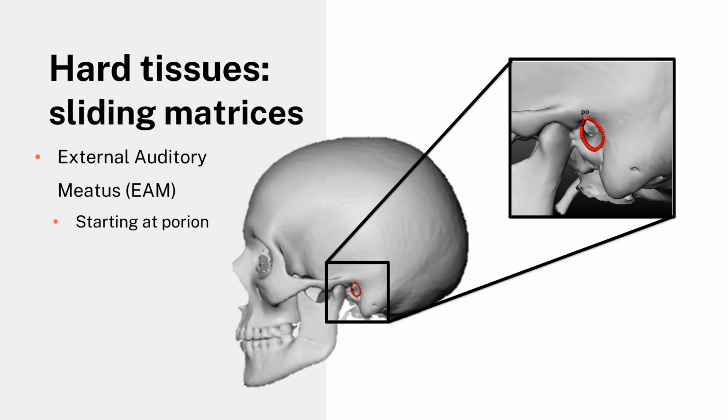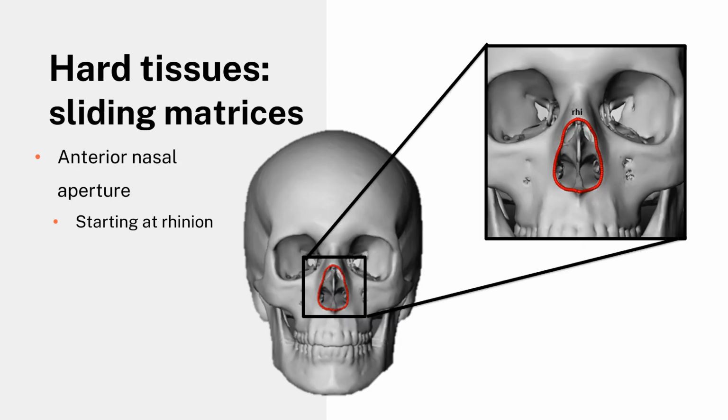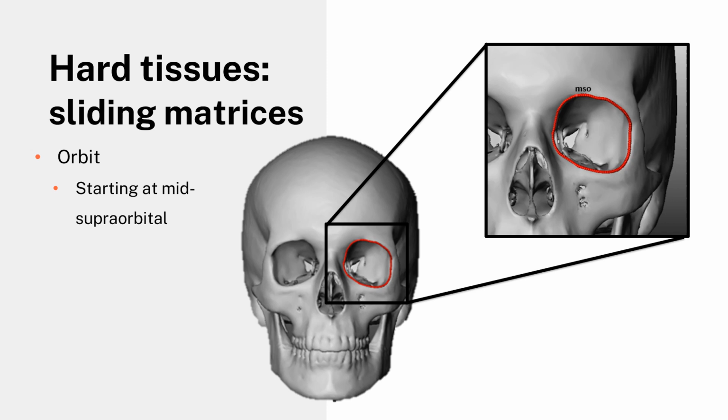The EAM was outlined with the sliding landmark starting at porion for both left and right sides. The anterior nasal aperture was outlined with sliding landmarks starting from rhinion at the most inferior points of the internasal suture. And lastly, the orbit was outlined with sliding landmarks starting from mid-supraorbital on either side.